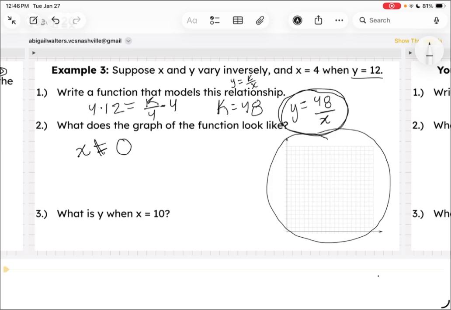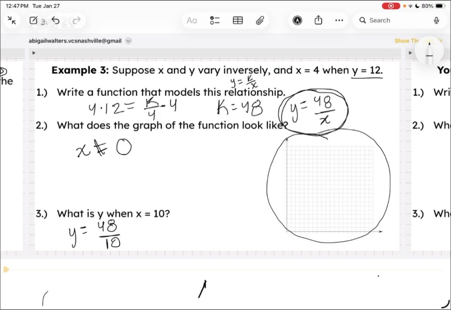All right, so now that we've done that, what you're going to do is you are going to tell me what y is when x is 10. So that means we are going to plug in 10 for x, and then we're going to get 4.8 when we do that, okay?